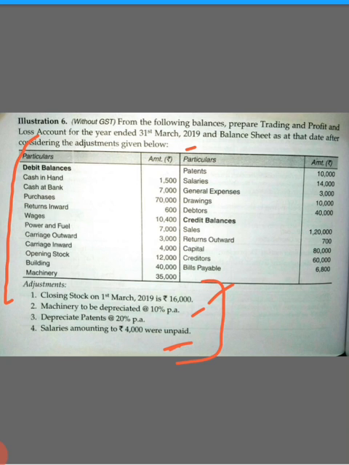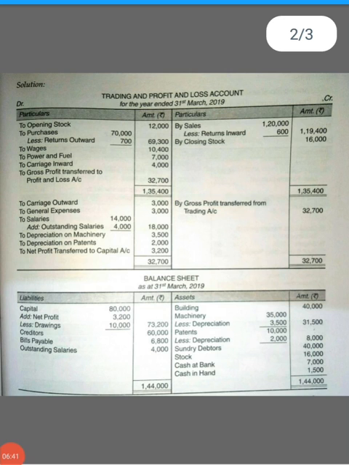First adjustment is closing stock. So where do we record closing stock? Closing stock is recorded on the credit side of the trading account. See, closing stock is 16,000, and you can see closing stock on the balance sheet over here. Clear? Closing stock will be on two sides: the trading account credit side and the balance sheet asset side.